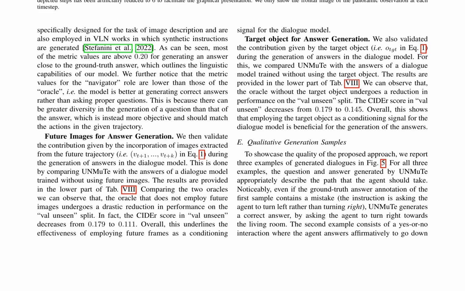The paper concludes by highlighting the significance of the UNMuTe model in achieving state-of-the-art results on the NDH task. The model's ability to generate high-quality question and answer pairs and incorporate contextual information makes it a valuable contribution to the field of navigation and dialogue generation.